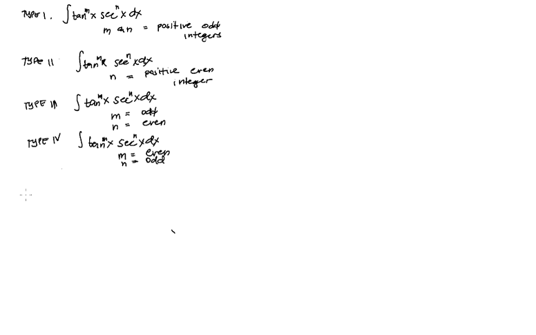So for example, we need to evaluate the integral of tangent cube x secant cube x dx. So we have this combination of functions tangent and secant, both raised to 3. As you can see here, this is under type 1, since both our m and n are positive odd integers, so it is under type 1.